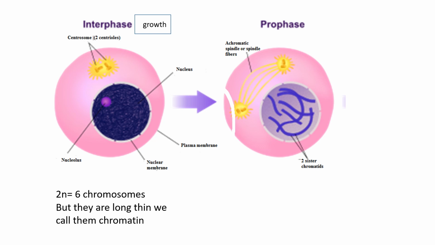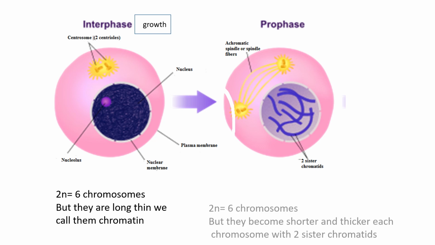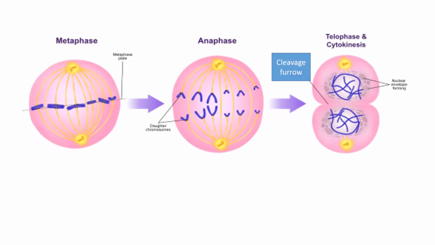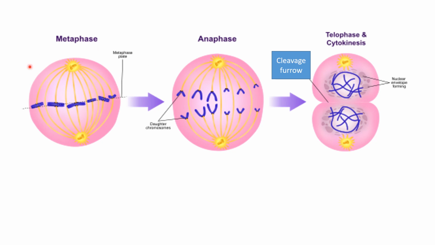So, always as you see, the cell in interphase has 2n equals 6 chromosomes, but they are long, thin, called chromatin. In prophase, the number of chromosomes is always constant, 2n equals 6, but they become shorter, thicker. Each chromosome has 2 sister chromatids. Next, the following phase is metaphase. The 6 chromosomes line up in the center of the cell, forming the equatorial plate or the metaphase plate.